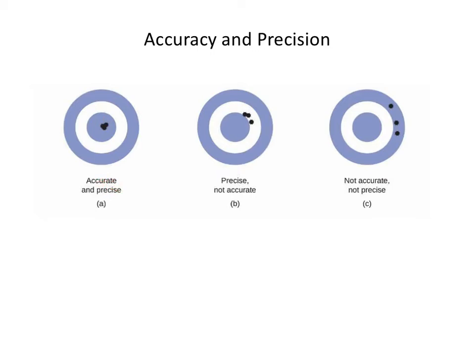we would also say that it's precise. In this case, you have a tight grouping, so you have a precise measurement, but you're not close to the true or correct answer. So while you are precise in this case, you are not accurate. And in this case, you are neither close to the target value, so you're not accurate, and you don't have a tight grouping, so you're not accurate or precise.